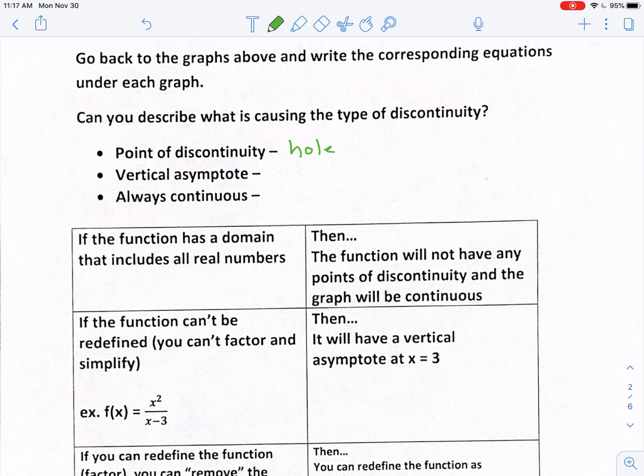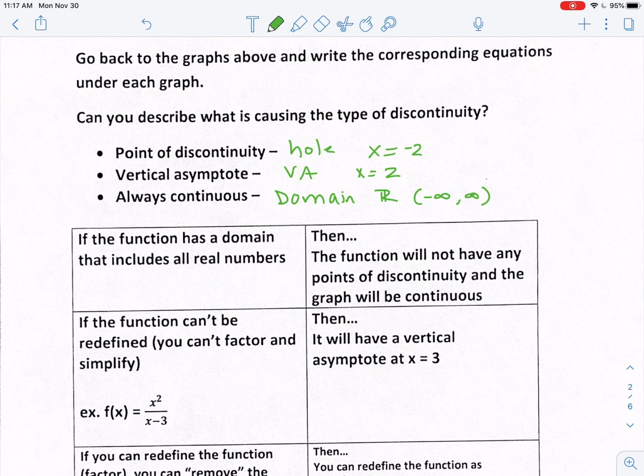Okay? So in that case, our hole was at x equals negative 2. It has a hole at x equals negative 2 because x can't be negative 2. That is our point of discontinuity. The vertical asymptote, I'll just put VA there, is x equals 2. Notice that's in the denominator. It'll always be continuous when you have a domain of all real numbers, meaning negative infinity to infinity.